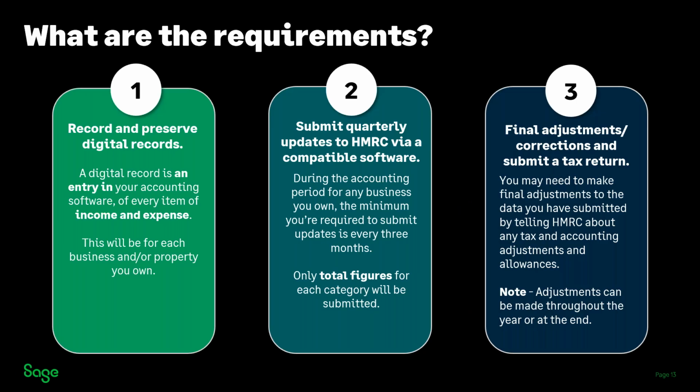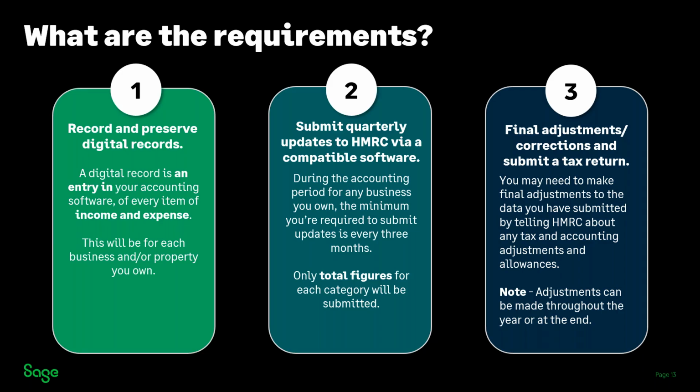So as I mentioned earlier, you can break MTD down for income tax into 3 sections. Firstly, we have the recording of your income and expenses. So if you're already using software, you may already be doing these steps. So in that case, nothing is really changing in that aspect. You just keep recording your transactions. You just need to make sure that you are recording for each business and or property that you own.